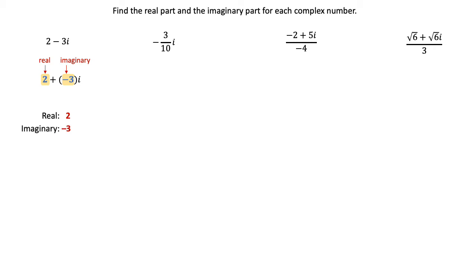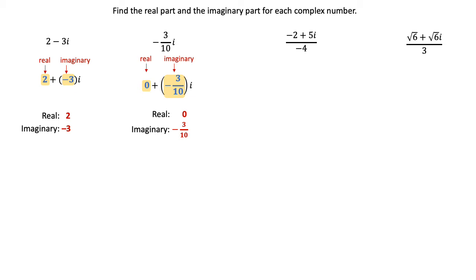All right, let's do the second example, negative 3/10 i. In this case, it doesn't look like there's a real part, but you can always imagine a 0 as being the real part, even if it's not there. So your real part on this particular example is going to be 0. And your imaginary part is going to be the negative 3/10 because that is what is attached to the i. So there's your imaginary part.